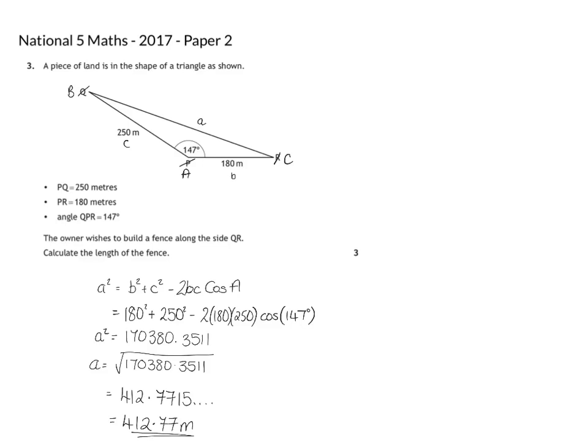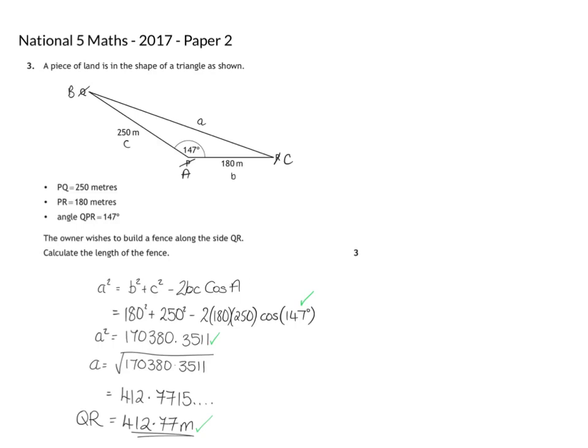First, we have our mark for substituting into our cosine formula correctly. So the 180 plus 250, that line there. Second mark is for getting our answer for A squared. And our third one is for our final answer. We should perhaps with this one, so it was asking to find the side QR, at the bottom here, by our answer, write QR, which is equal to 412.77 meters. That's it for question 3 and the cosine rule question.